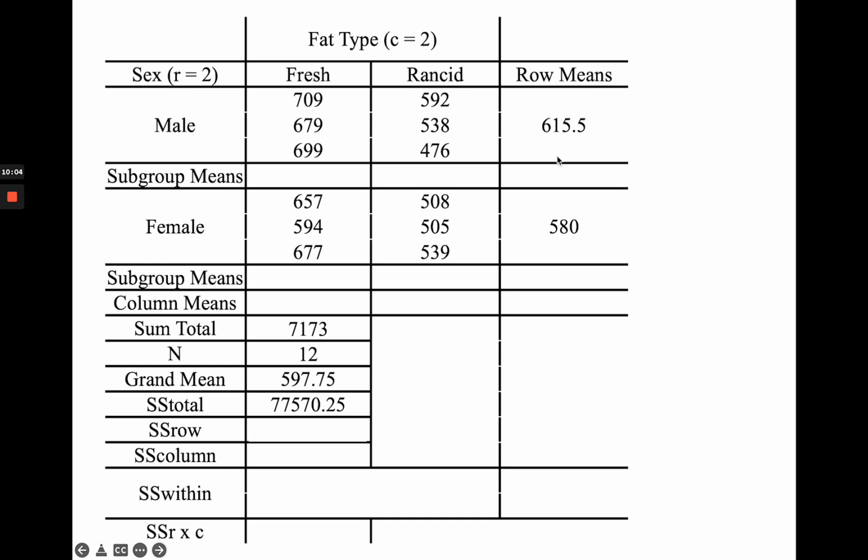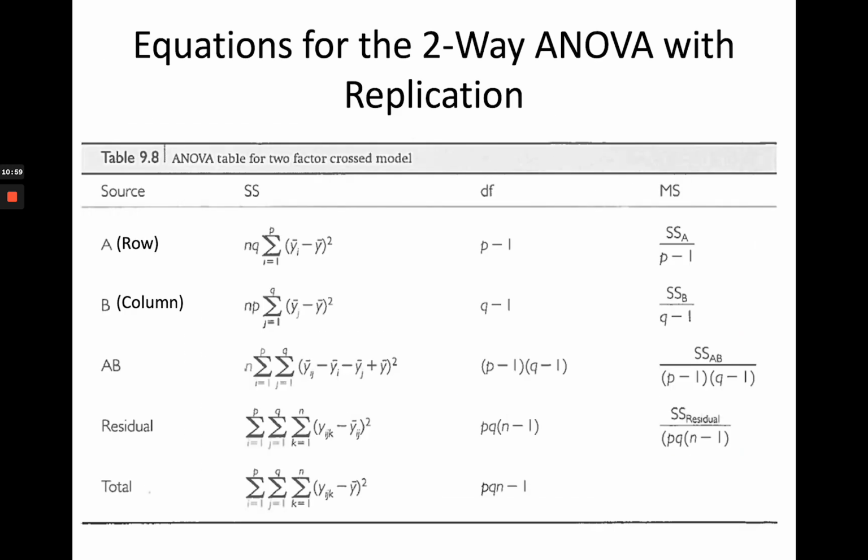Because of sexual dimorphism, the sums of squares row is due to 615 minus the grand mean squared plus 580 minus the grand mean squared, and then you take that whole thing and multiply it times the number of columns, which is 2, and the number of observations within each column, which is 3. That sum of 615 minus the grand mean squared plus 580 minus the grand mean squared would then be multiplied times 2 times 3, which is 6. What you should get out of that is 3870.75. Once again, take a minute, work through that set of calculations and make sure that you're getting the same value that I am getting. If you're having trouble with this, go back and reference these equations to help you out.